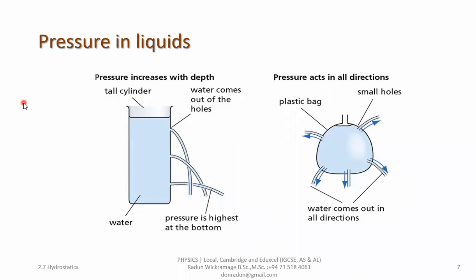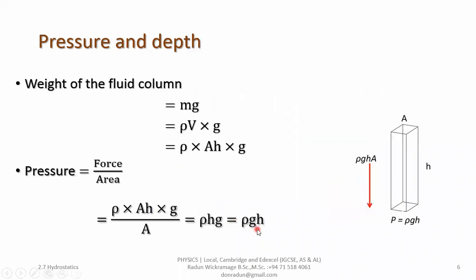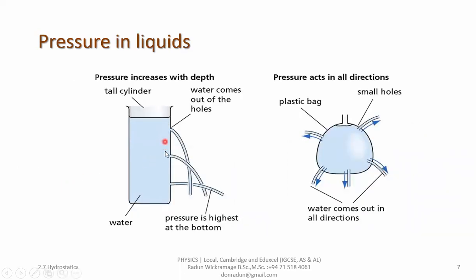Right, here we talk about pressure in liquids. Pressure increases with depth. As we discussed in the previous slide, rho and g are constants, so the pressure is directly proportional to the height taken from the surface. When the height or the depth increases, what will happen? The pressure increases. So the maximum hydrostatic pressure will be at the bottom, since the depth is maximum.